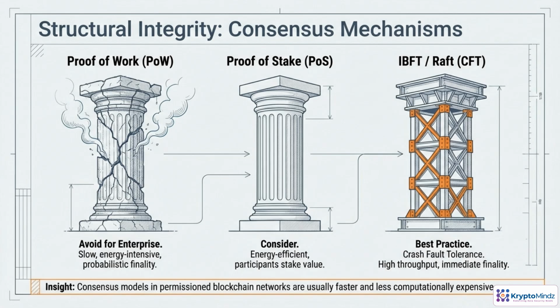Proof of stake improves efficiency by having validators lock up value instead of burning energy, and is worth considering for consortium networks. For most permissioned enterprise systems, though, IBFT or Raft-style consensus is the practical default. They assume known participants, deliver high throughput, and give near-instant finality your business applications can safely rely on.